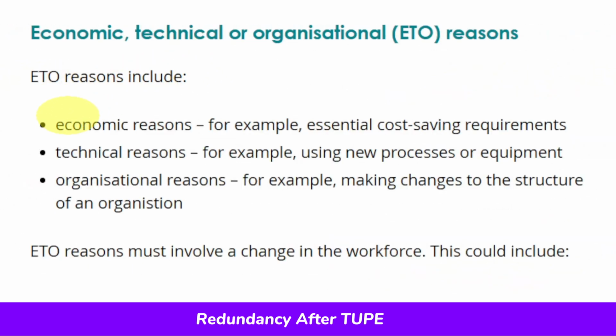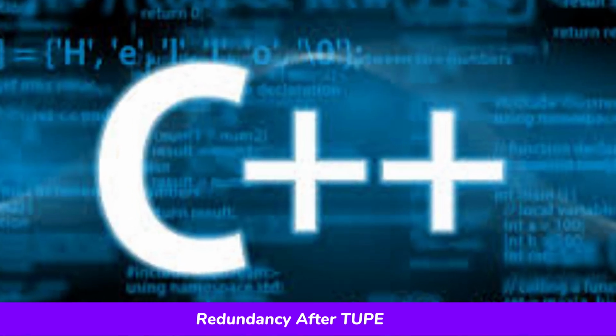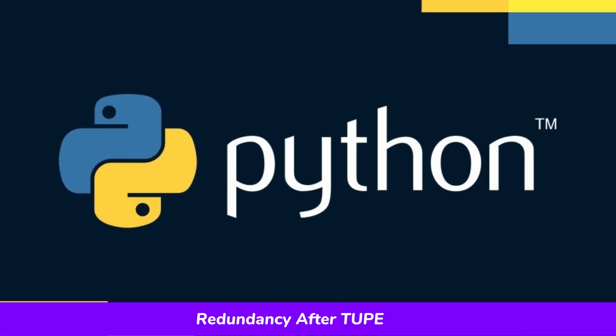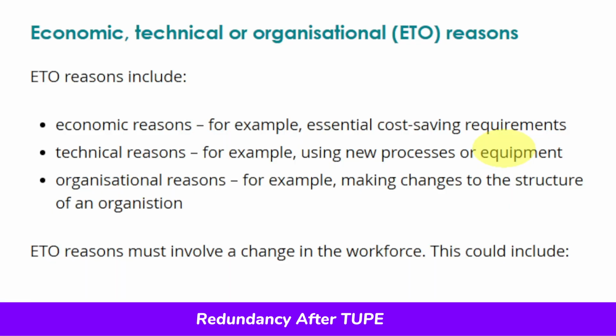ETO reasons include economic reasons, technical reasons, and organizational reasons. For example, economic reasons are essential cost saving requirements. Technical reasons are using a new process or equipment. For example, before you used C++, now you are planning to use a different language, Python for example, and you need technical people who know Python. Same with organizational reasons, for example, making changes to the structure of an organization.